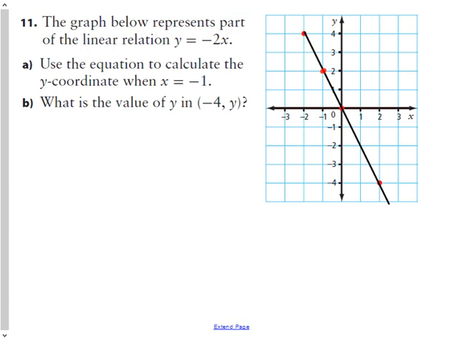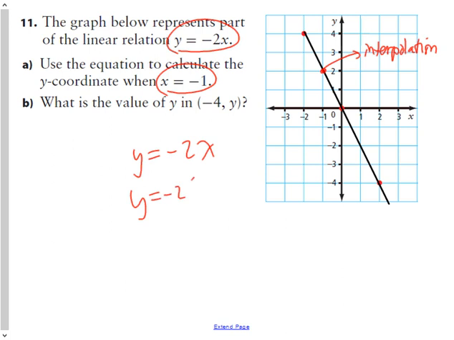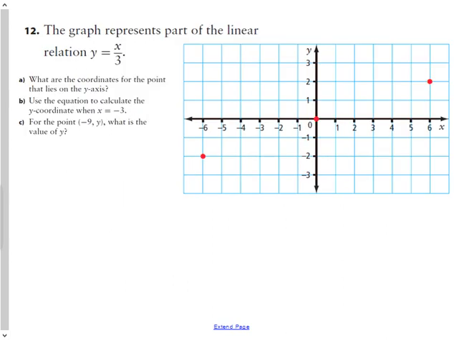This is called a grade 9 concept of interpolation, which is to go between 2 points that we know. We figured out that when x is negative 1, y is 2. But instead we can use this equation. So write it out and substitute x equals negative 1. Negative 2 times a negative 1 is a positive 2, which is our answer.